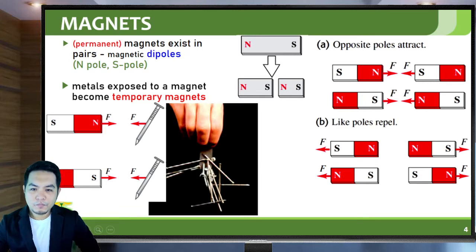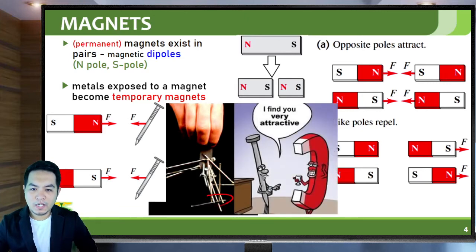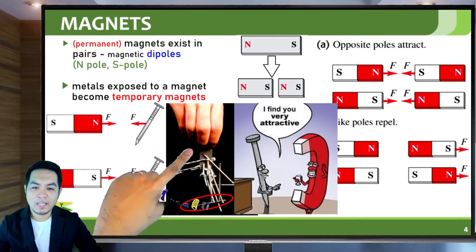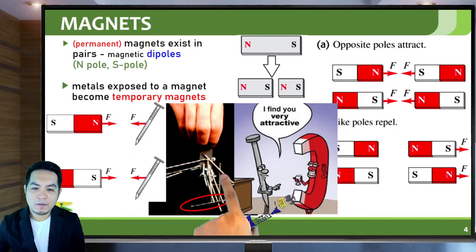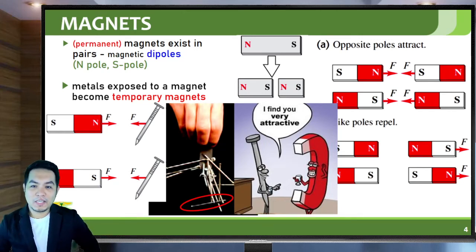If you will notice, in this case, this nail or this metal is not directly in contact with the magnet, but it's still attracted because some of these nails or metals here become temporary magnets. So the short version is metals actually find magnets very, very attractive. Magnets are very attractive to metals.